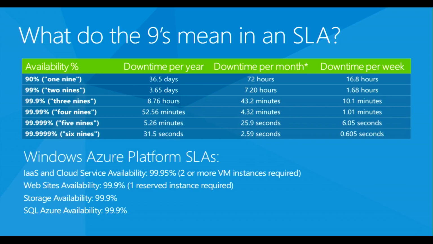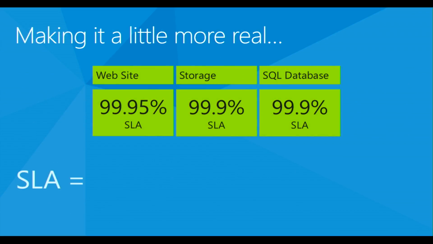But as you start using services that we provide, or services that other people provide, it's worth understanding the SLA and then translating it into what it means from your application's perspective. The other thing you want to think about is what happens when your app uses 3 services that each have an SLA. This is sort of a trick question. If you've got a website at 99.95, a storage account at 99.9, and a SQL database at 99.9, what is the combined SLA? Is it the lowest, 99.9? Is it the highest, 99.95?